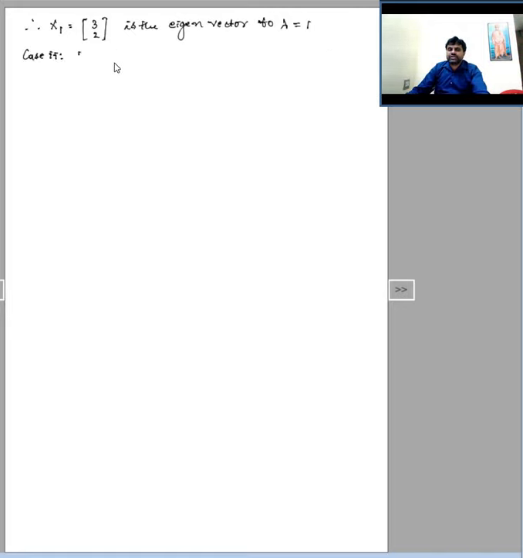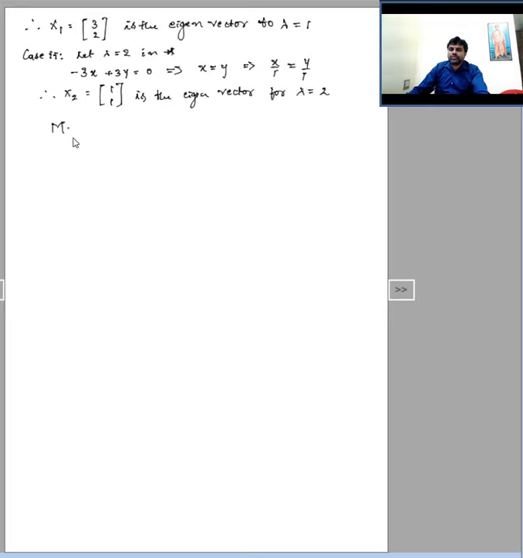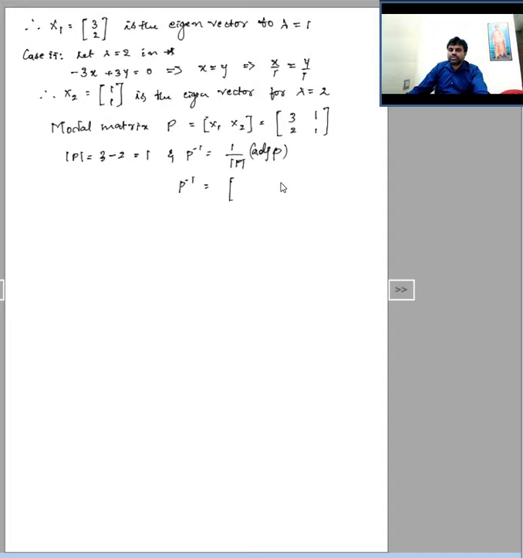Now consider case 2. When lambda equal to 2 in star, I am going to get an equation of the form minus 3x plus 3y equal to 0. That is x equal to y. So we got x2 as (1, 1), the eigenvector for lambda equal to 2. Therefore, the model matrix P is x1, x2. So write down x1, x2. Find det P. Find P inverse. P inverse is defined as 1 by det P into adjoint P.